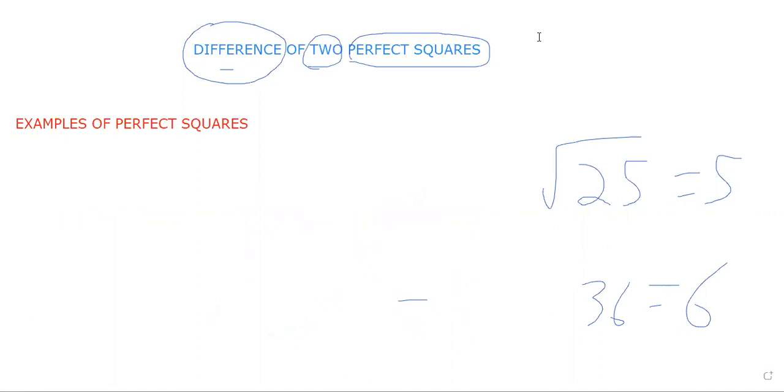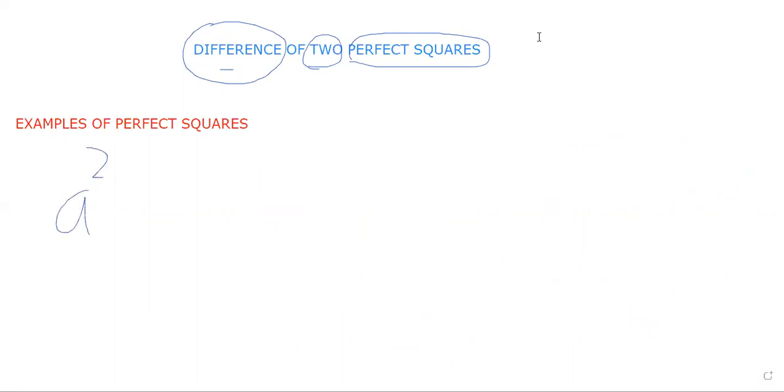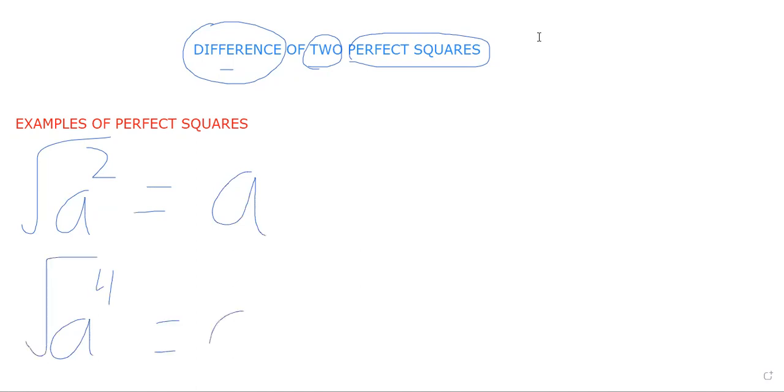The next part that you need to know is how to get the square roots of stuff like this, apart from the numbers. Say I have a squared. The square root of a squared, remember this, is a. If you have a to the power of 4, the square root of a to the power of 4 will be a squared.